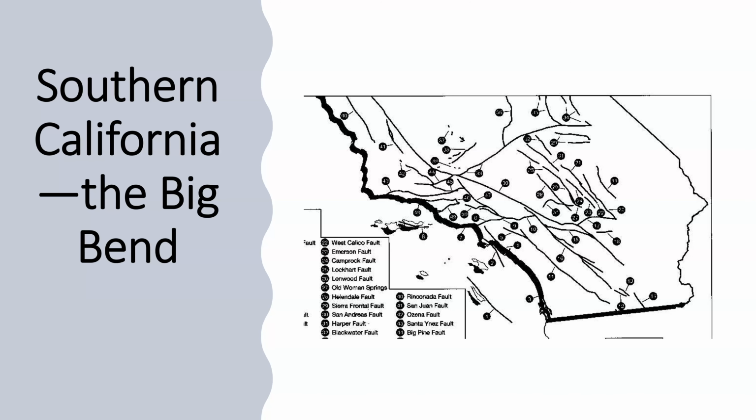So we move down further south. Now we're looking at the Big Bend. So this is as we move through the Transverse and Peninsular Ranges. So there are a lot of offshoot faults here. The big one being the Garlock Fault that runs basically perpendicular to the San Andreas Fault. We have a lot more faults in this area, and we've talked about some of them as we've moved through the different ranges of California.